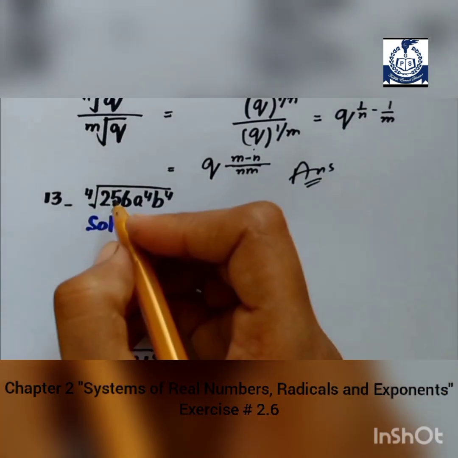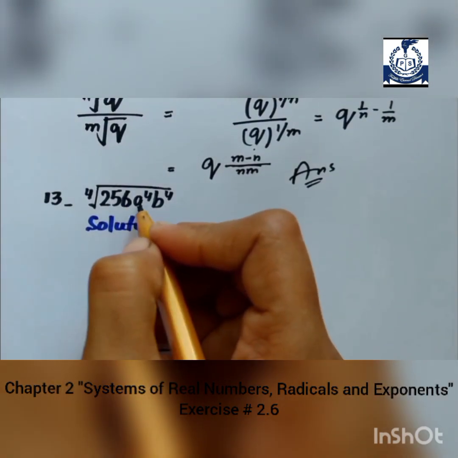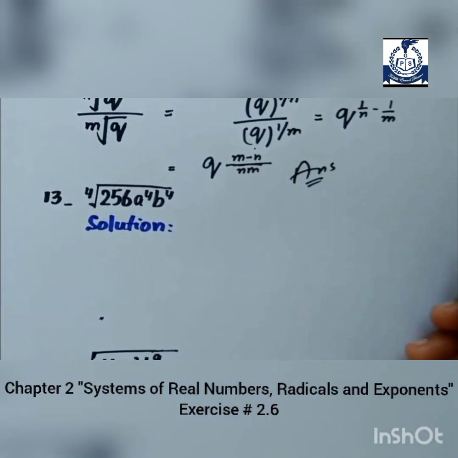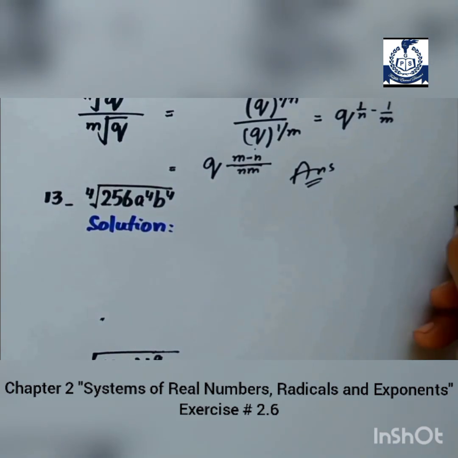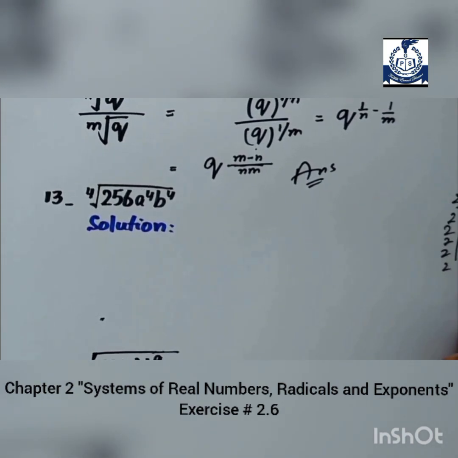Question number 13. 4th root of 256 a power 4 b power 4. Here we take the LCM of 256. 2 1s are 2, 2 2s are 4, 2 8s are 16, 2 6s are 12, 2 4s are 8, 2 3s are 6, 2 2s are 4, 2 1s are 2, 2 6s are 12, 2 8s are 16, 2 4s are 8, 2 2s are 4, 2 1s are 2.